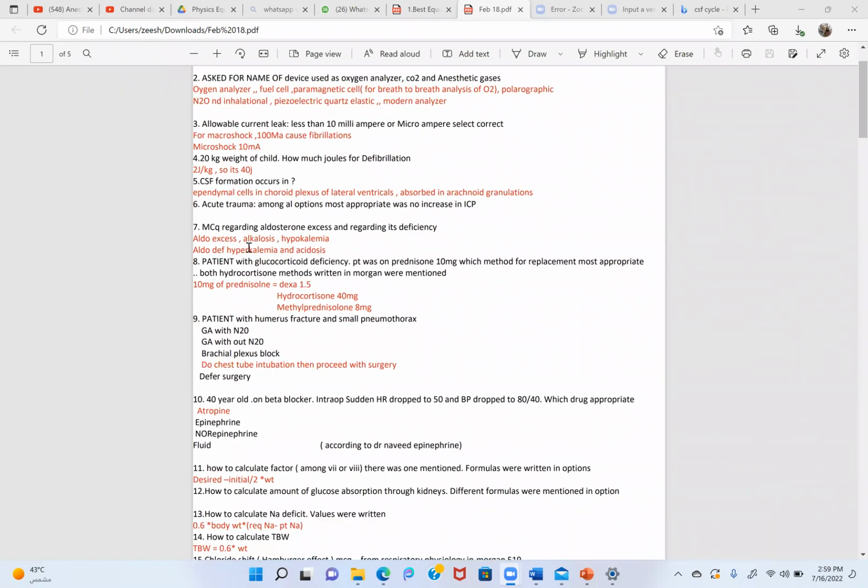Okay. Patient with glucocorticoid deficiency. So actually this question is on glucocorticoid replacement. So you should be knowing the equivalent doses. So 5 milligram of prednisolone is 0.75 of betamethasone and dexamethasone, and 20 milligram of hydrocortisone, and 4 milligram of methylprednisolone. I think this is not 8. Methylprednisolone is active. Just reconfirm.